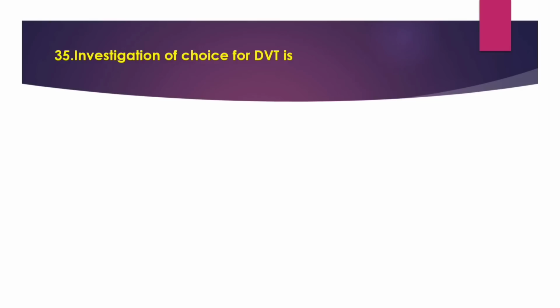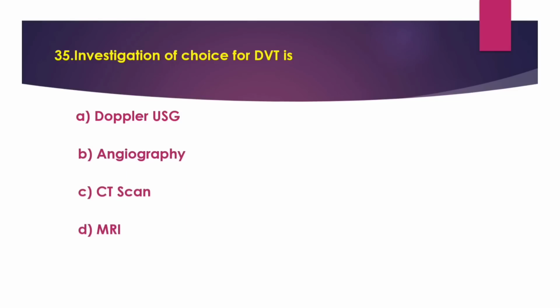Moving on to the next question, question number 35. Investigation of choice for deep vein thrombosis is option A USG ultrasound, option B angiography, option C CT scan, and option D is MRI. So the answer is option A Doppler ultrasound. It is the best choice of investigation for deep vein thrombosis. Now let's see the explanation.